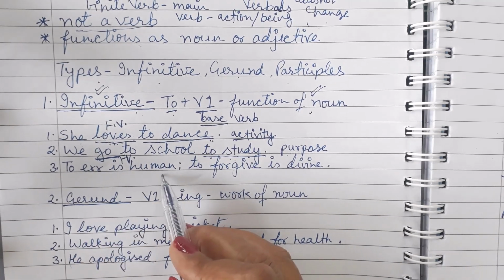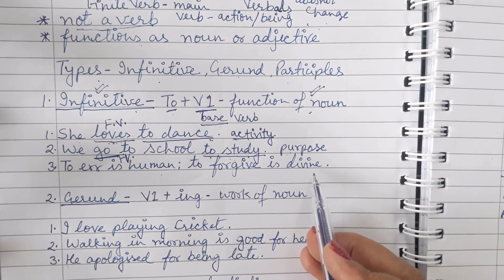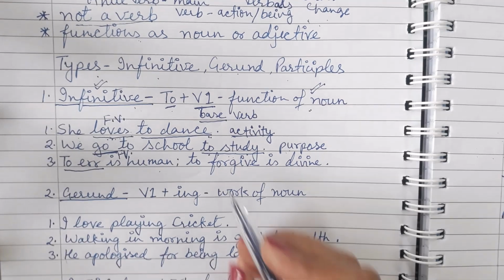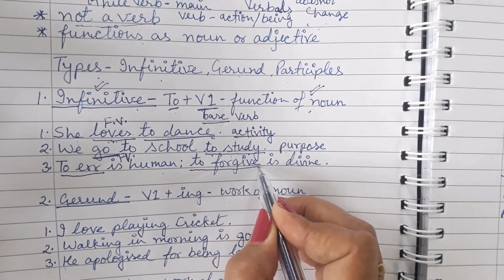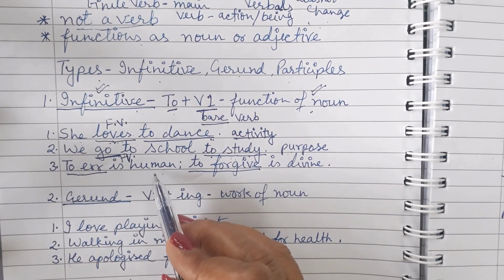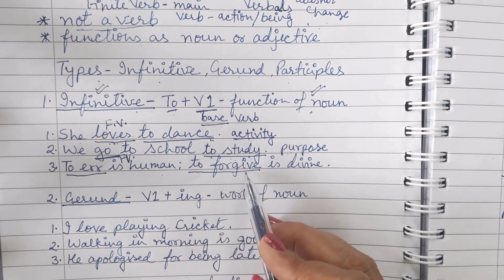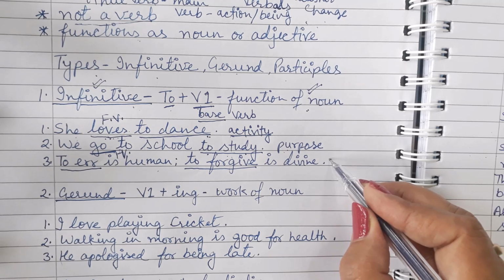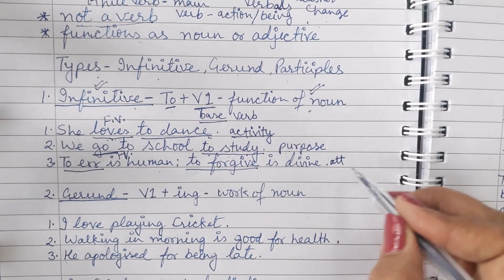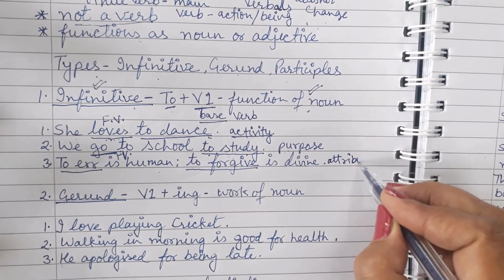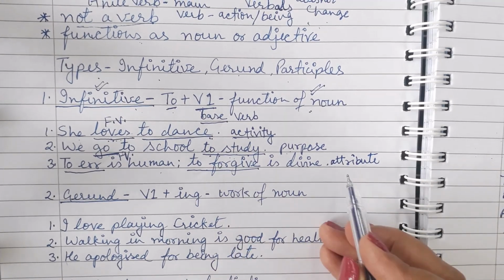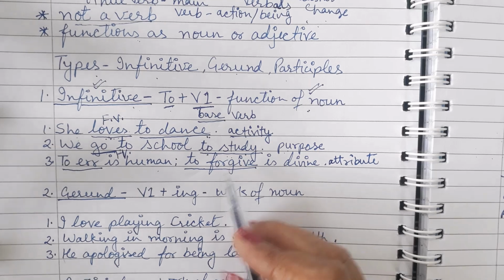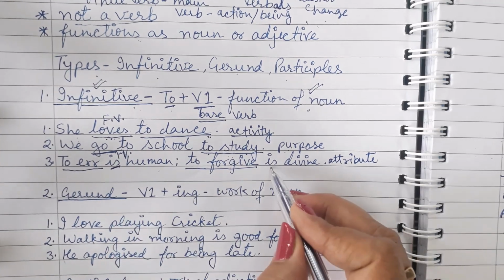To err is human, to forgive is divine. This to err is to make a mistake, to commit a mistake, to forgive, maaf kar dena. To err is human, that is a human attribute. To forgive is a divine attribute. So to err is an attribute. And to forgive is also an attribute, a divine attribute. So this is not action. Here is the finite verb.